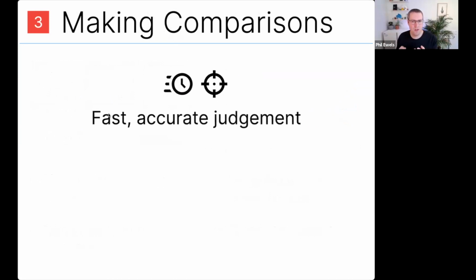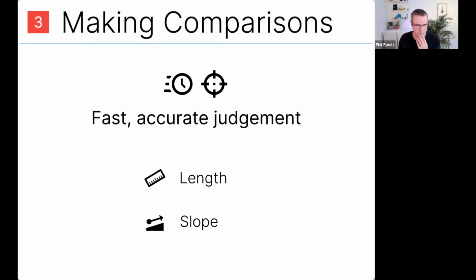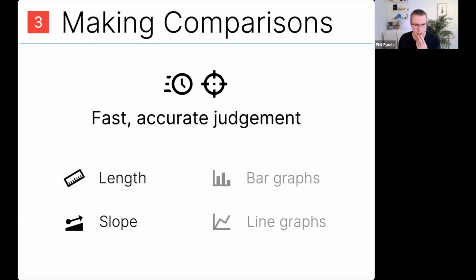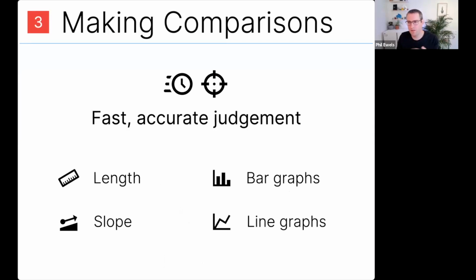Your brain is really good at fast and accurate judgment of quantitative data if that data is presented using either length or slope. The bar graph we looked at used the length of the bars, and your brain is really, really good at figuring out which one is longer. The line graph I just showed you on the last slide, those lines were at different slopes. And again, your brain was able to compare the slopes of those lines very quickly, very accurately, and you were able to know exactly what the data was showing.